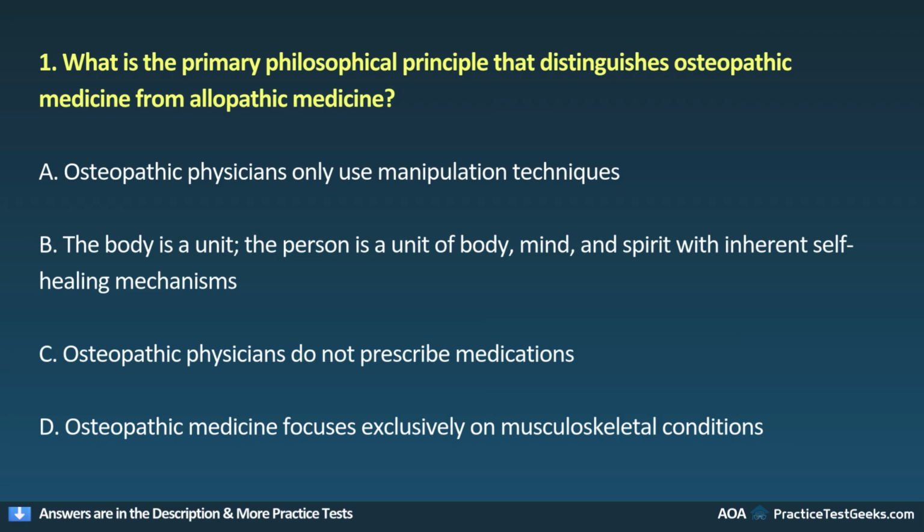What is the primary philosophical principle that distinguishes osteopathic medicine from allopathic medicine? A. Osteopathic physicians only use manipulation techniques. B. The body is a unit. The person is a unit of body, mind, and spirit with inherent self-healing mechanisms.